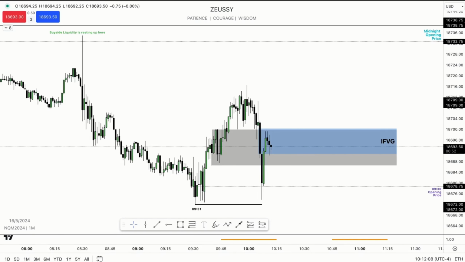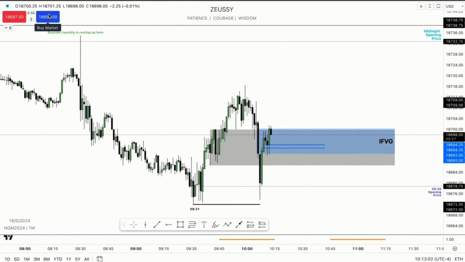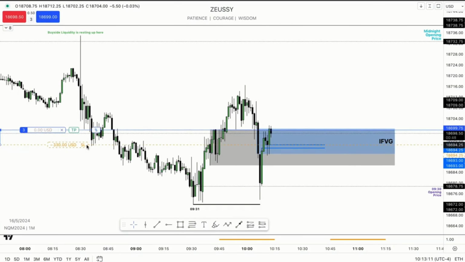I'm still waiting because I don't want to go long inside this small gap just yet. I want to wait for confirmation of the low being in, and then I want to go long inside that inverse value gap. Just annotating the imbalance so that you know what price range I'm referring to. And here we're seeing signs of the market displacing above the inverse value gap.